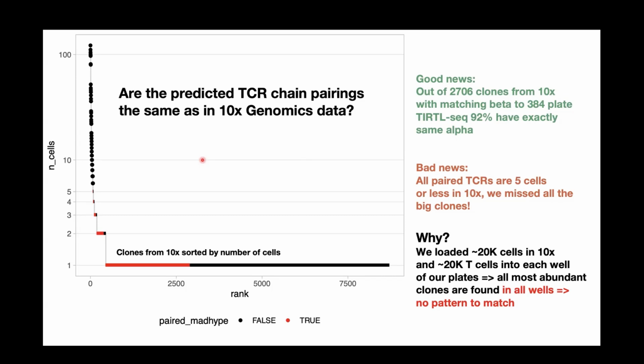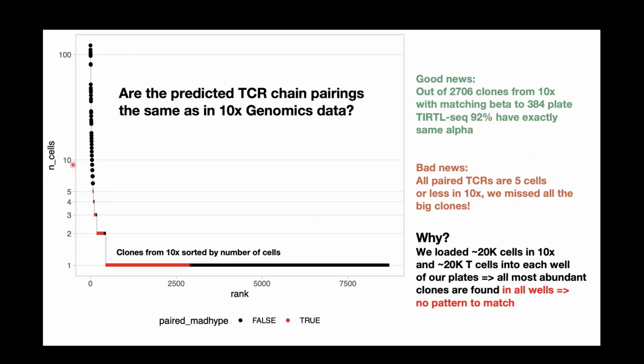So this is what we see in the 10x Genomics experiment, right? You see the largest clone is more than 100 cells. This is the second largest, third largest, and so on. So this represents clonotypes from the 10x Genomics experiment. And I color them red if we were able to pair them in this TIRTL-seq experiment. And there is good news. The good news is that out of the clones we were able to pair in TIRTL-seq, 92% have exactly the same pair. So precision is good. The bad news is that all the TCRs we were able to pair are less than 5 cells big in the 10x Genomics experiment.